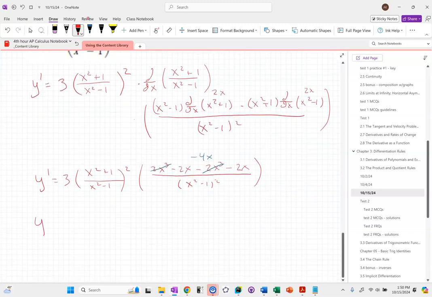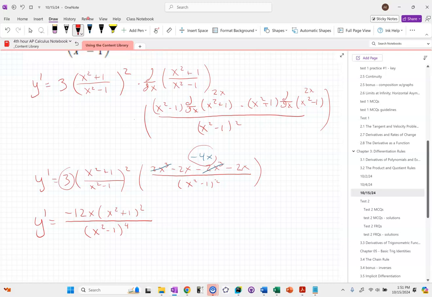So if I collected this all together, I would have, say, minus 12x. That's the 4x times the 3. And then x squared plus 1 squared in the numerator, and in the bottom, x squared minus 1 to the 4th in the denominator. And that's probably the answer that's in the back of the book. That seems like a nice, neat answer to me, what I'd be expecting from a multiple choice question.